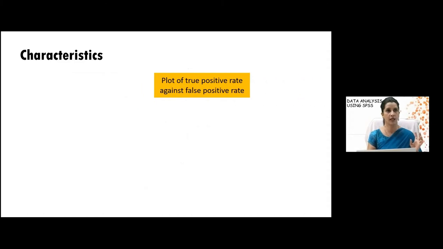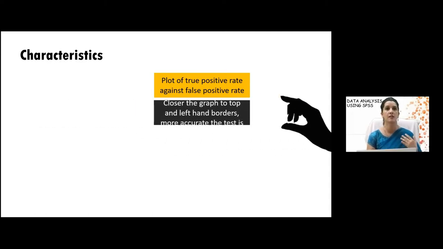So it has got a few characteristics. Basically, this ROC is a plot of the true positive rate against the false positive rate. True positive rate, we call it sensitivity, because the true positive rate means out of total diseased, how many the test was able to pick up. So it is a plot between the true positive rate and the false positive rate. The false positive rate is 1 minus specificity. So basically, it is the plot between sensitivity and 1 minus specificity.